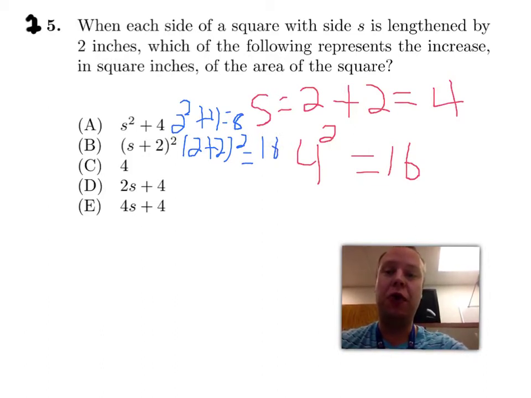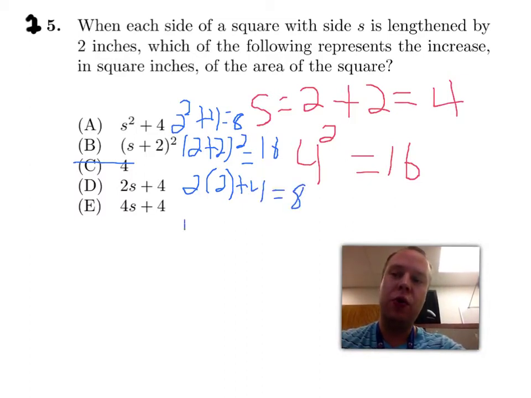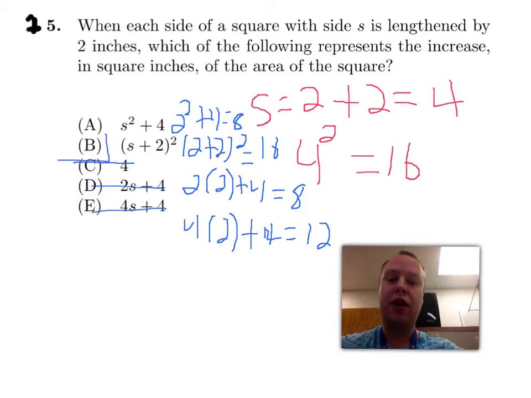Obviously 4 wouldn't be 16. 2 times 2 plus 4 is 8. That doesn't work. And 4 times 2 plus 4 is 12. That doesn't work. So obviously choice B is going to be our answer. So we are able to get that question right in about a minute on a difficult question, just simply using the plug-in method.